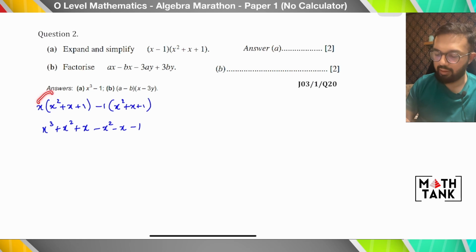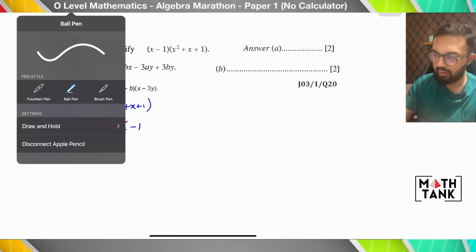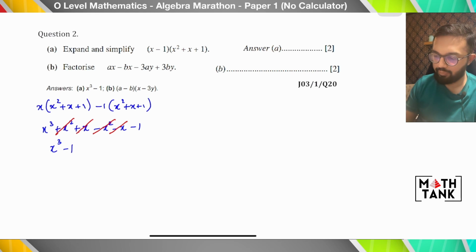I first multiplied x with all of these, and I got these three terms, and then I multiplied minus 1 with all of these and got these three terms. So I get a total of x cubed. The plus x squared and the minus x squared will cancel out. The plus x and minus x will also cancel out, and I'm left with x cubed minus 1. So a very simple expression for a very long expansion.